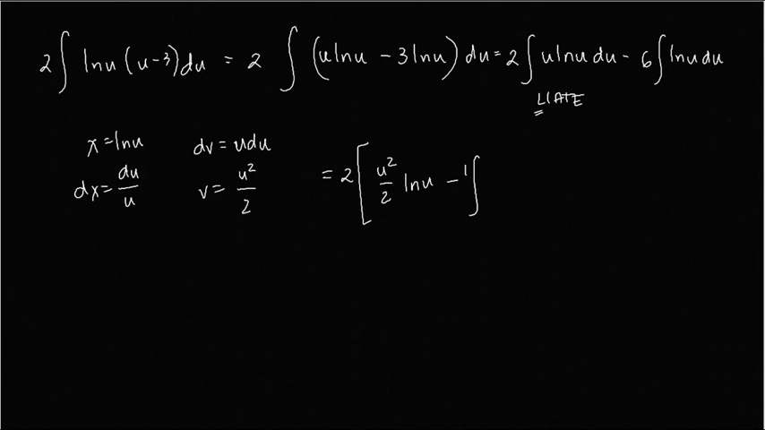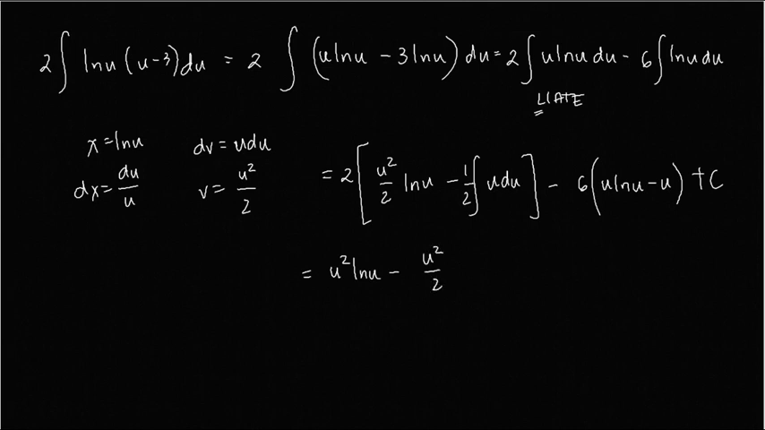So, meron tayong 1/2. So, ilalagay ko na siya rito. Then, v dx, this is 1. So, magka-cancel yung isang u. So, this is u du. Minus 6 times yung integral ng natural logarithm of u du na solve natin siya kanina as u ln of u minus u. So, plus na ito. So, we have 2 times u squared over 2 ln of u is simply u squared ln of u minus the integral of u du is simply u squared over 2, minus 6u ln of u plus 6u plus c.